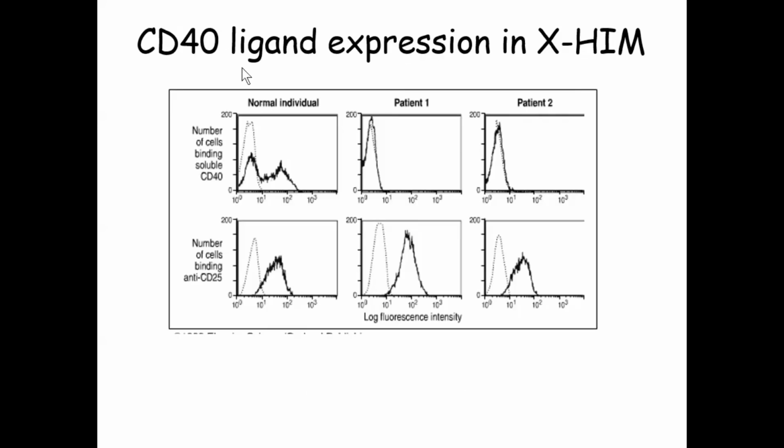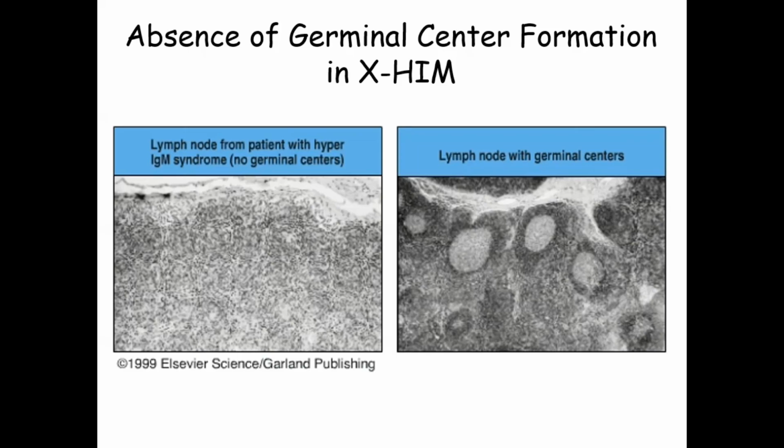If you look at this normal individual here, the dotted graph is unstimulated cells, and when you stimulate them, CD40 ligand shows up. And here we're looking at another activation marker, CD25, and that goes up as well. In patients with X-linked hyper IgM, there is no upregulation of CD40 ligand, but they upregulate other markers nicely. And this is one of the quick ways to identify X-linked hyper IgM patients.